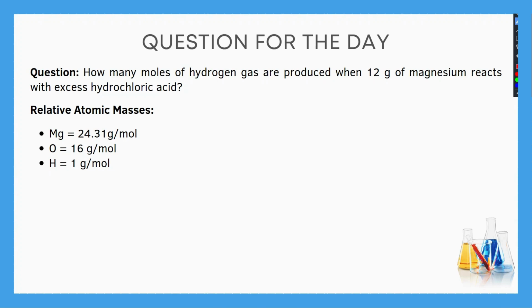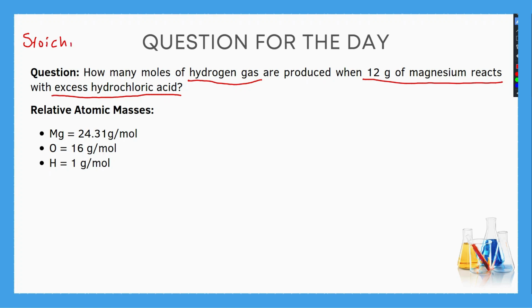I'm super excited to be here with you on yet another episode on Question for Today. Now, we have a question on the screen that says, how many moles of hydrogen gas are produced when 12 grams of magnesium reacts with excess hydrochloric acid? So let's go ahead and solve this question step by step. Now, mere looking at this question tells us that this has to do with stoichiometry.